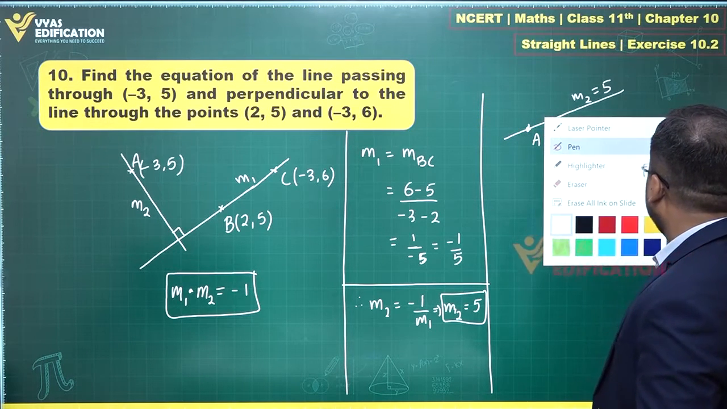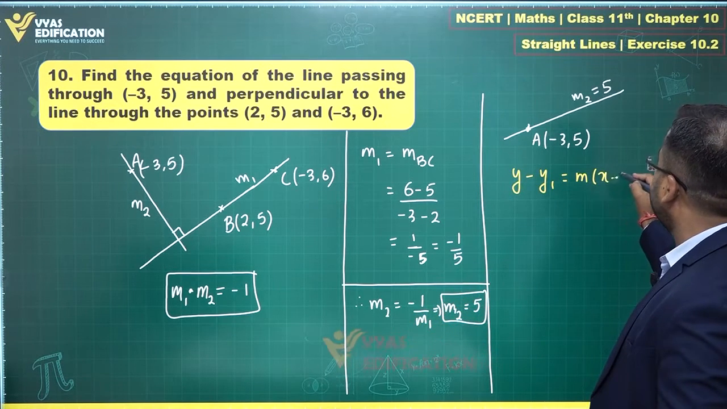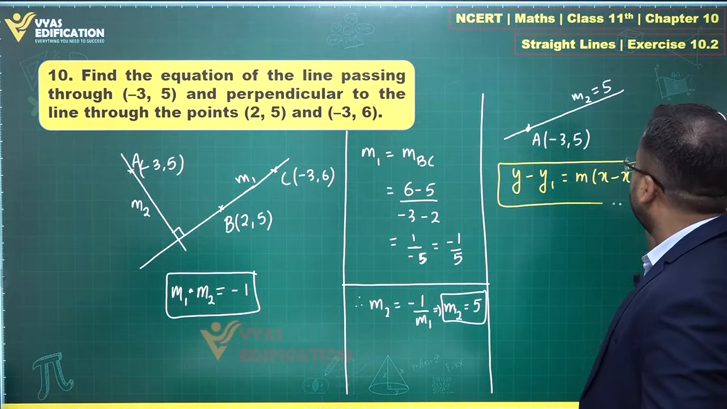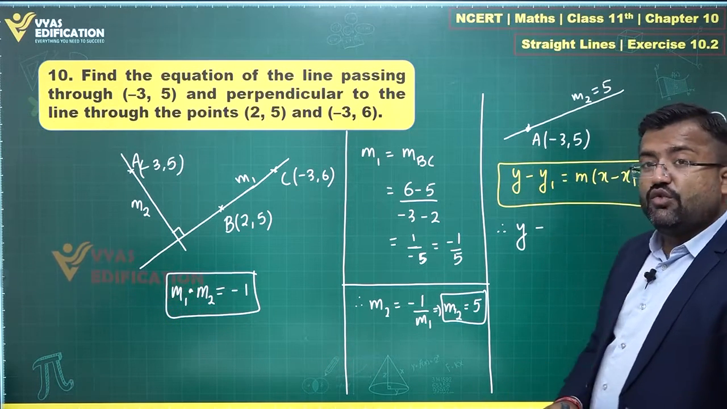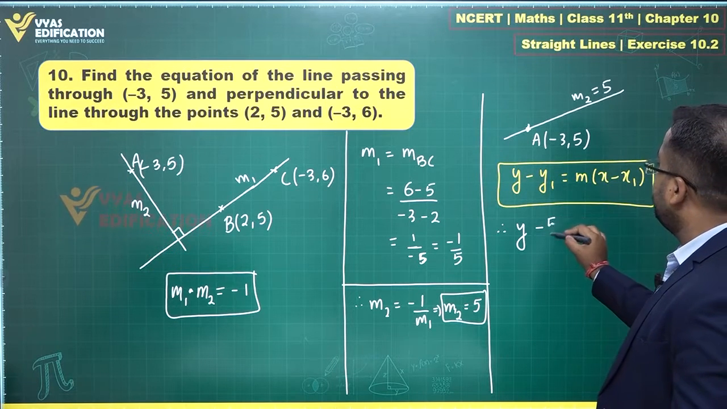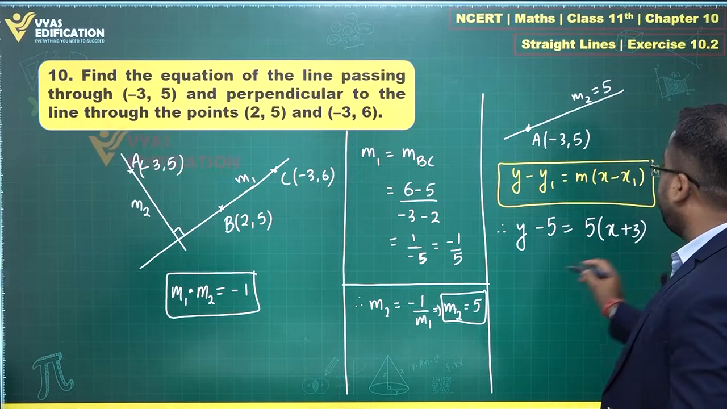What is the point slope form? Point slope form says y minus y1 is equal to m times x minus x1. Let's use this form and get the equation of the line. Therefore, y minus y1. What is y1? y1 is 5, is equal to m times x minus x1, x plus 3. This is what you get.